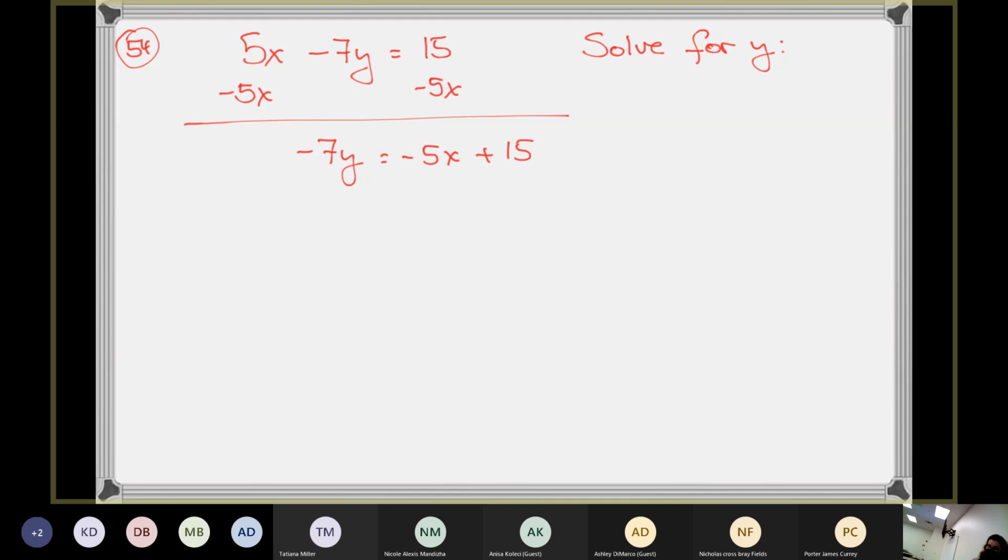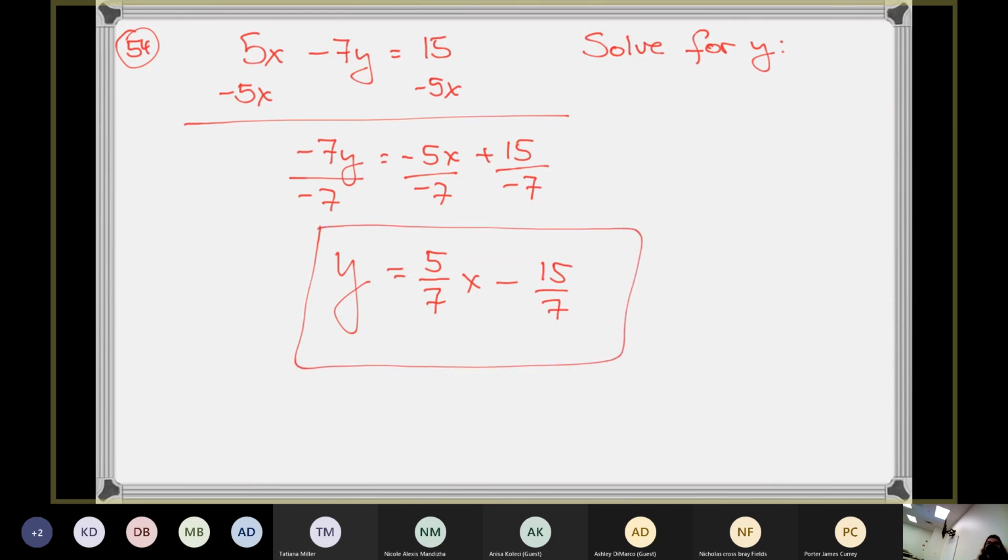Okay, and the next step is to divide by negative 7. Now you want to write everything over negative 7. Because sometimes you can actually reduce, which makes it easier if we had to graph this and do all kinds of stuff to it. Y equals a negative divided by a negative is a positive 5/7 x. And then minus 15 divided by 7 is a 15 over 7. There you go. That's it.